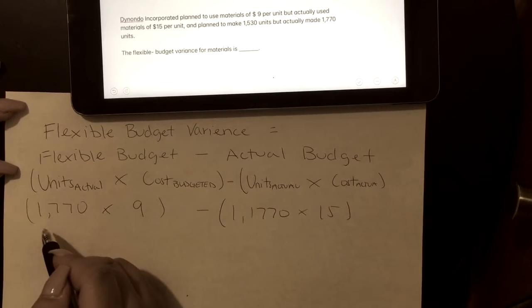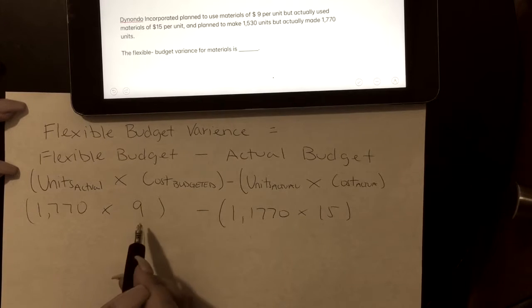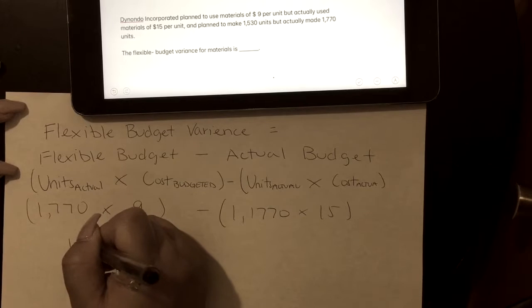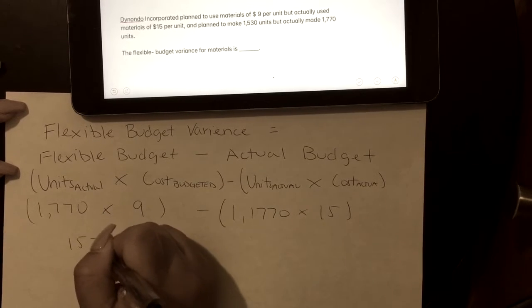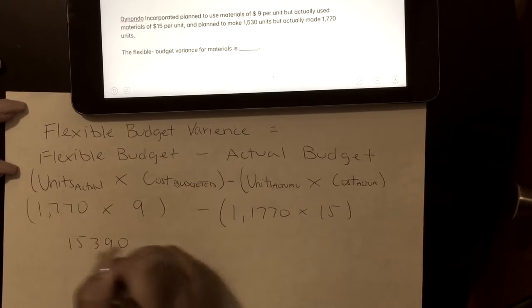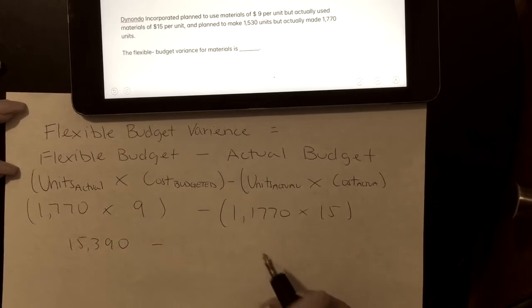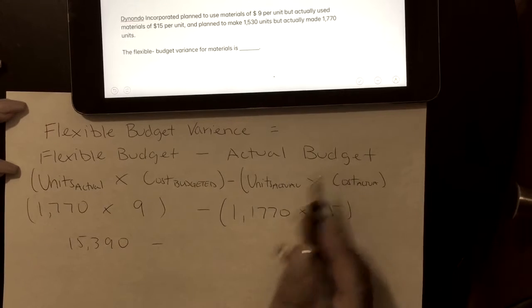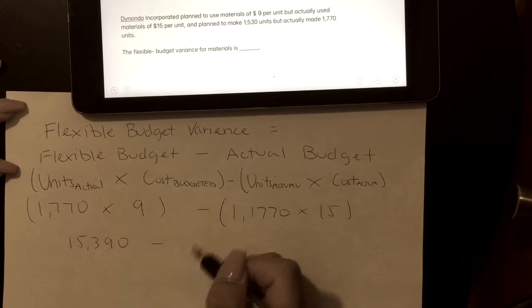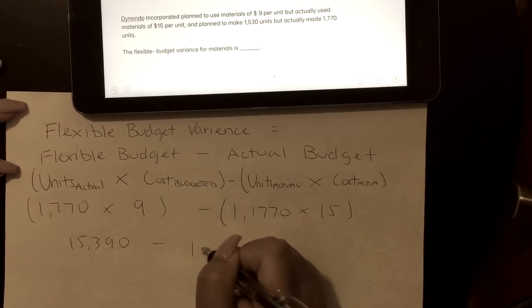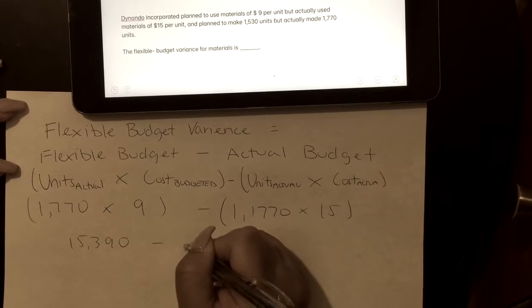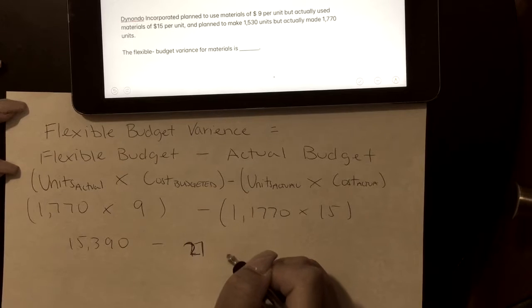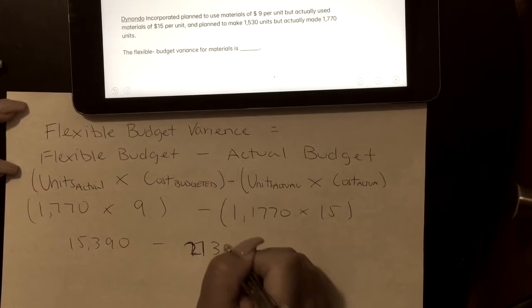Okay, so 1,770 multiplied by 9 is going to be 15,390. Minus our actual budget, and then this is going to equal 27,360.